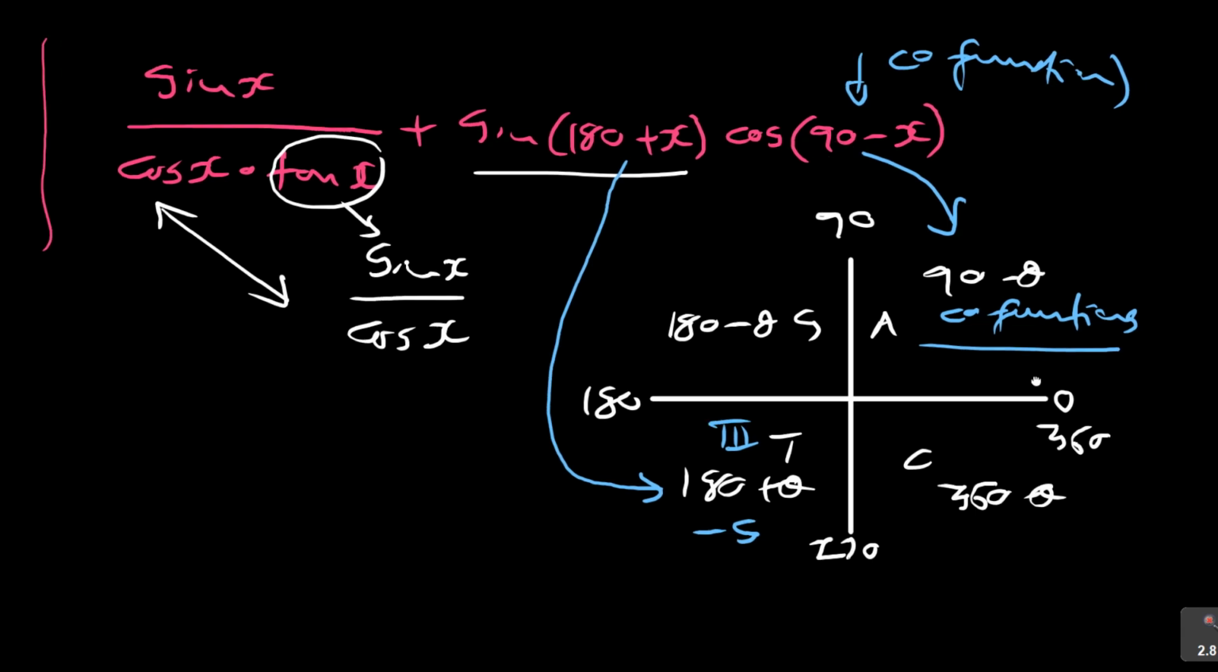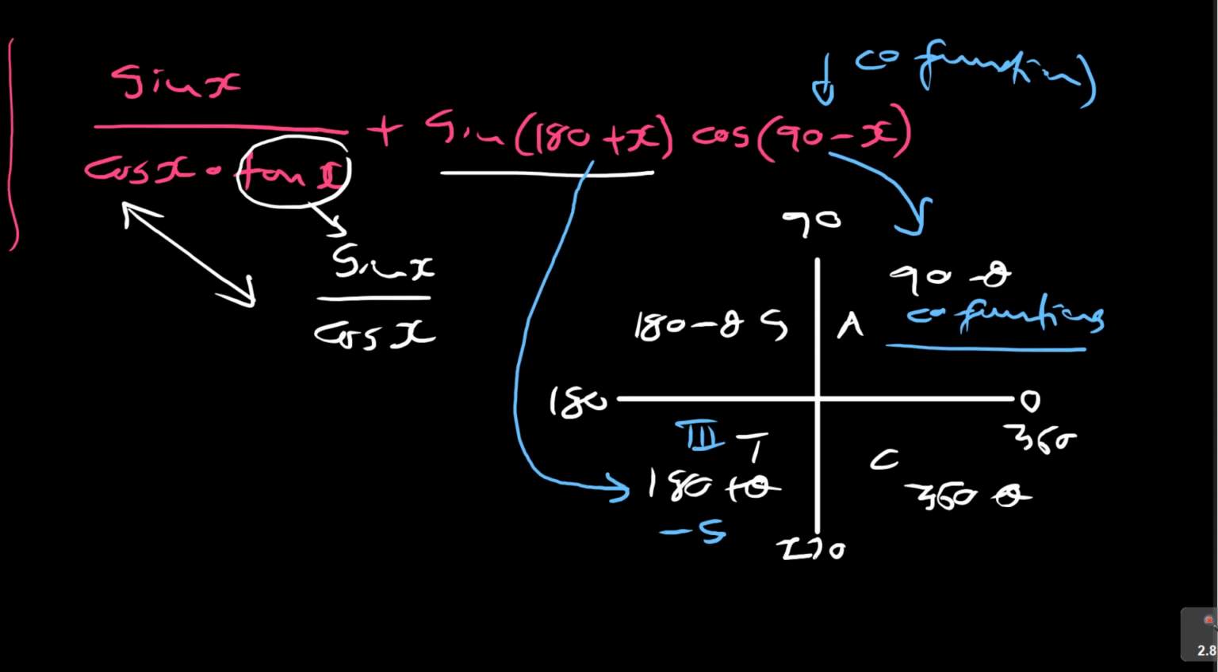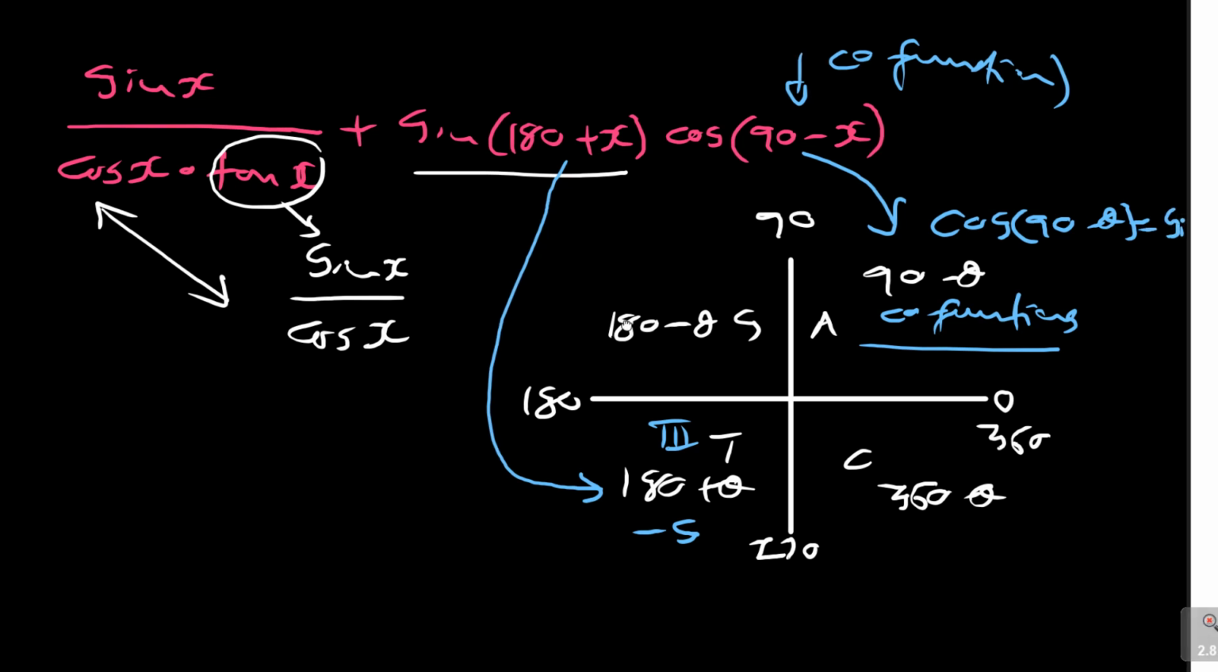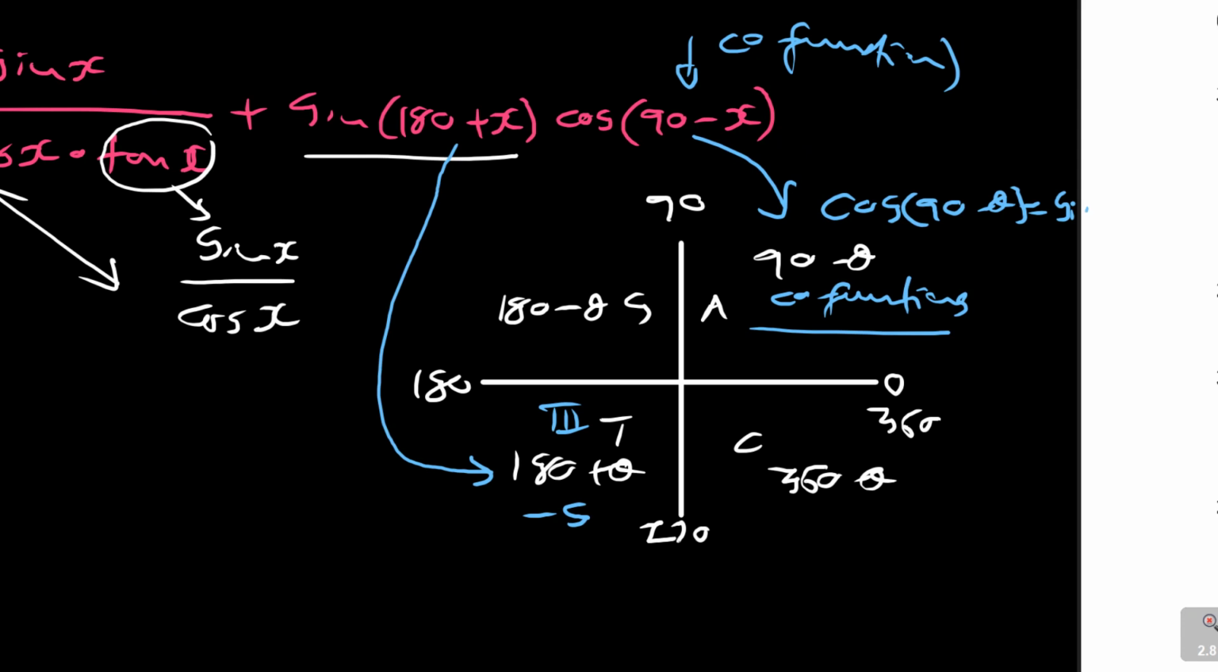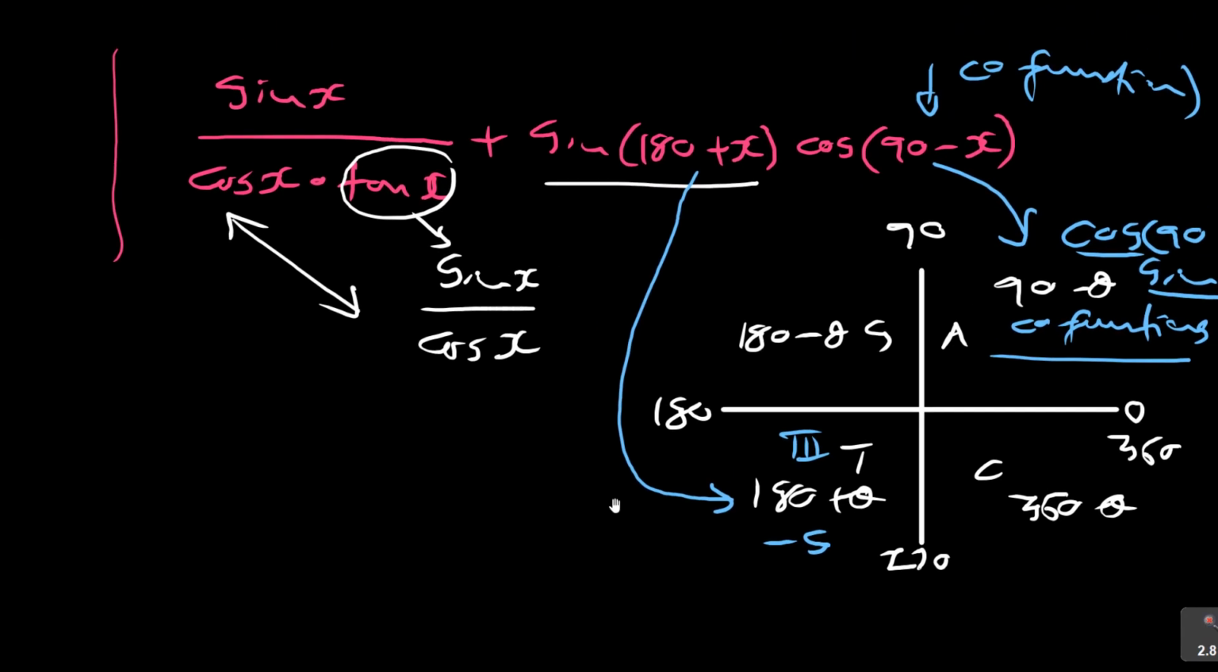Now we must remember what cofunctions say. Cos 90 minus x is sine x. If I say cos 90 minus theta, this is equal to what? This is equal to sine theta. That's the cofunction. And sine 90 minus theta is equal to cos theta. You start with sine, you end with cos. You start with cos, you end with sine. Cofunctions.